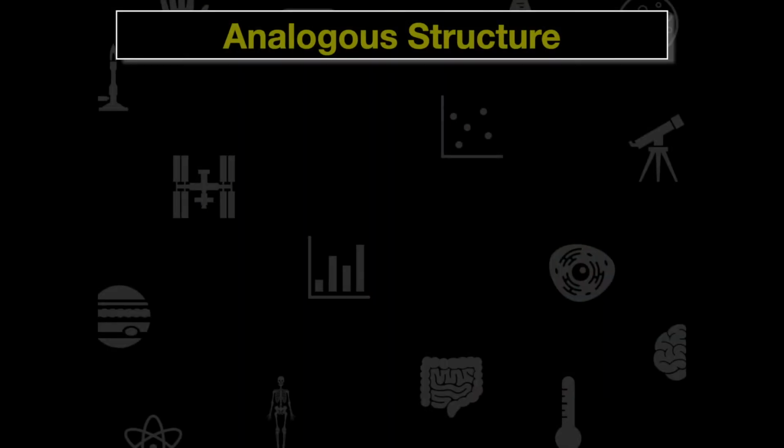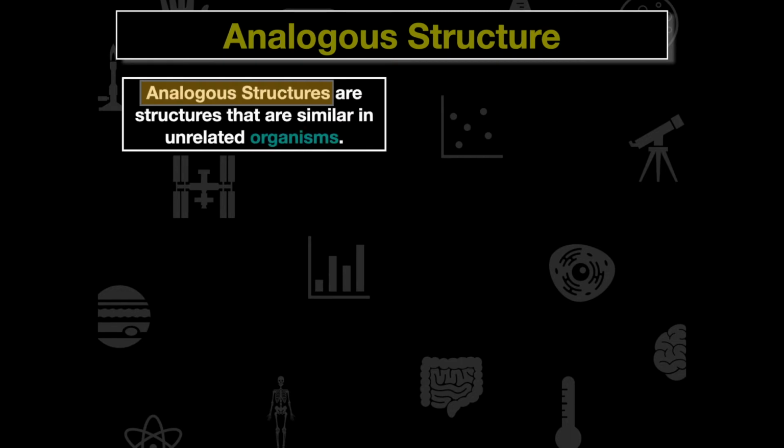Now, the other thing that we have to go through and learn about are analogous structures. Students are commonly going to think that this is just the opposite of homologous structures, and that's not necessarily the case. It's a little more nuanced than that. Analogous structures are structures that are similar in unrelated organisms.